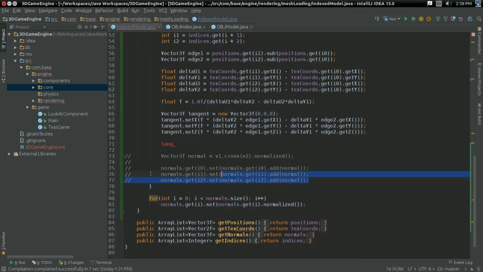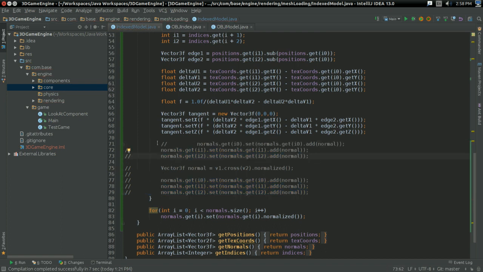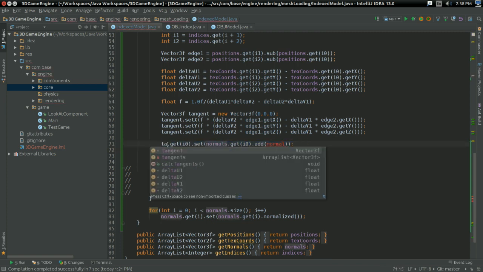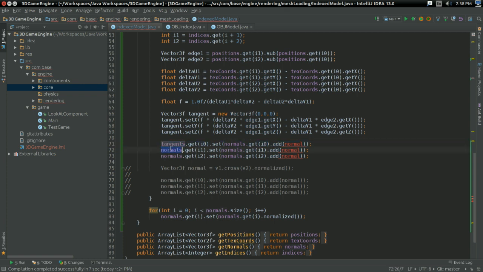And yeah, I'm going to do something pretty much just like I was doing with normals. I'm going to, in fact, just copy and paste the code for the adding up. The only difference is I'm going to replace it with tangents. And of course I'm going to add the tangent, not the normal, but that's all there is to it.